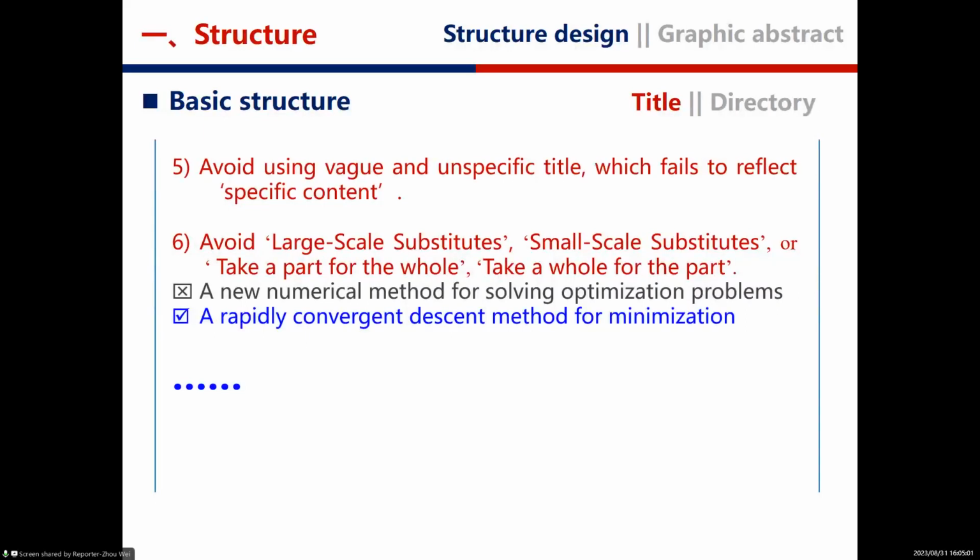For example, here, the title, a numerical method for solving optimization problems, does not give the innovative and specific content of your work. Thus, you can specify that it is a rapidly convergent descent method, and the method is used to minimize. So you can reorganize your title as a rapidly convergent descent method for minimization.